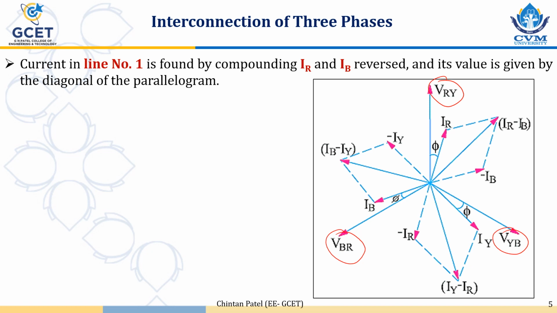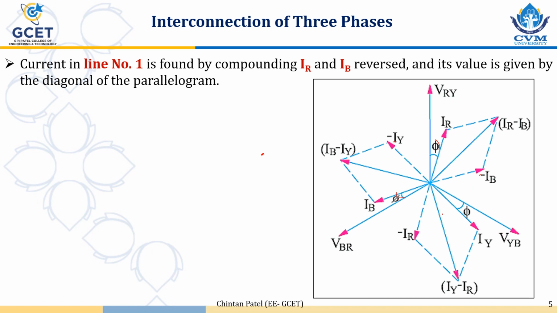Same as the voltage vectors, these phase currents are also 120 degree apart from each other. So the angle between IR and IY is 120 degree. The angle between IY and IB is 120 degree. And the angle between IB and IR is 120 degree. So not only voltages, but currents also have the phase difference of 120 degree with respect to each other.